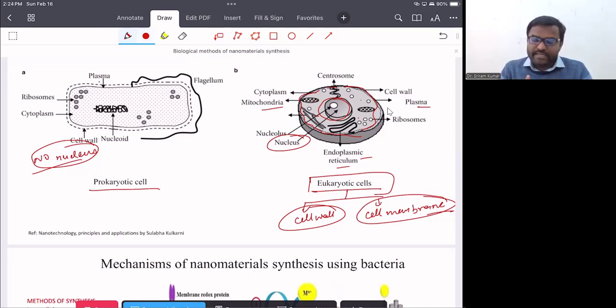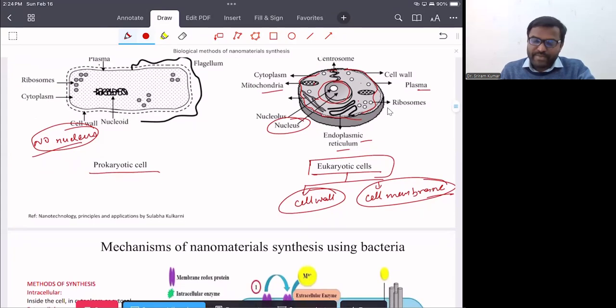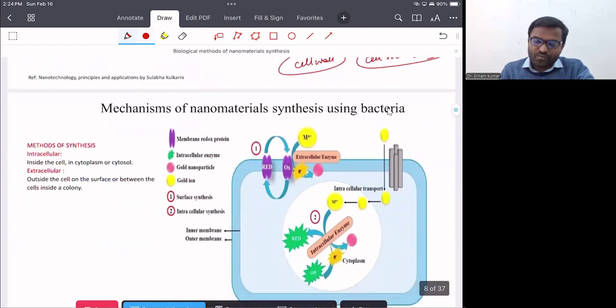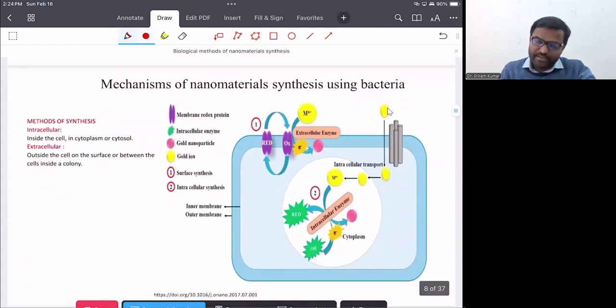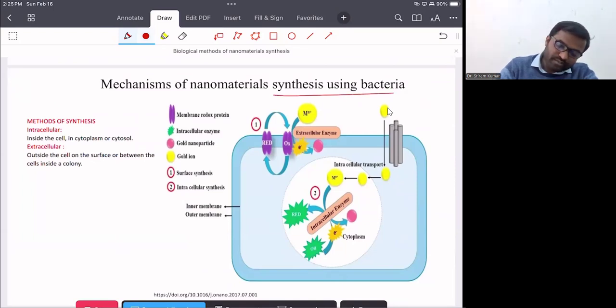Okay, so we understand till now why organisms convert metal ions into nanoparticles. Second, we understand the types of cells. Now let's understand the mechanism. There are two kinds of mechanisms for the synthesis of nanoparticles by bacteria. One is the intracellular mechanism, and the second is the extracellular mechanism. So now let's understand the intracellular and extracellular mechanisms.